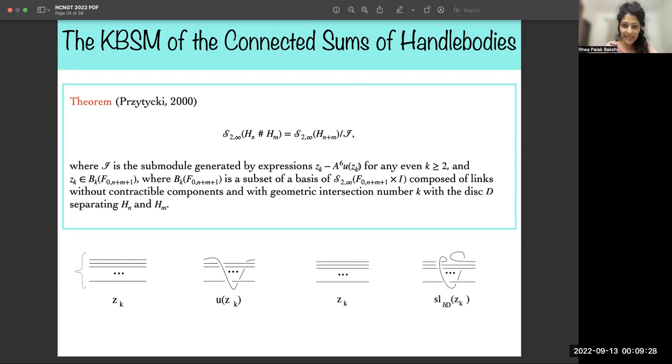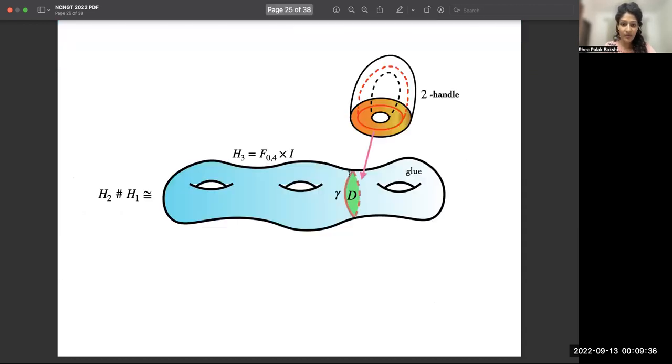So let's see exactly what these two handle sliding relations are and where they come from. Let's take a simple case where we have H2 connected sum H1. This is obtained from H3, the genus 3 handlebody, as follows. You take the disk which separates these two toroidal holes from this one, you take the boundary of this disk, and then to the boundary you glue a two handle. And this is what gives us H2 connected sum H1.